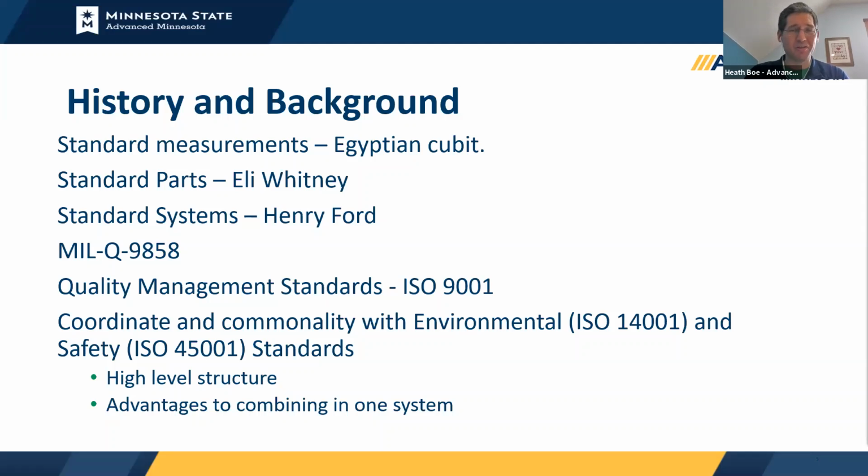So that's really cool that quality has been around all the way back to when the Egyptians were building the pyramids. The next one, if we look forward a bit, Eli Whitney, developing the cotton gin, but he also had contracts with the U.S. government for firearms. And one of the breakthroughs that he developed was for those firearms to have a bunch of different standardized parts.